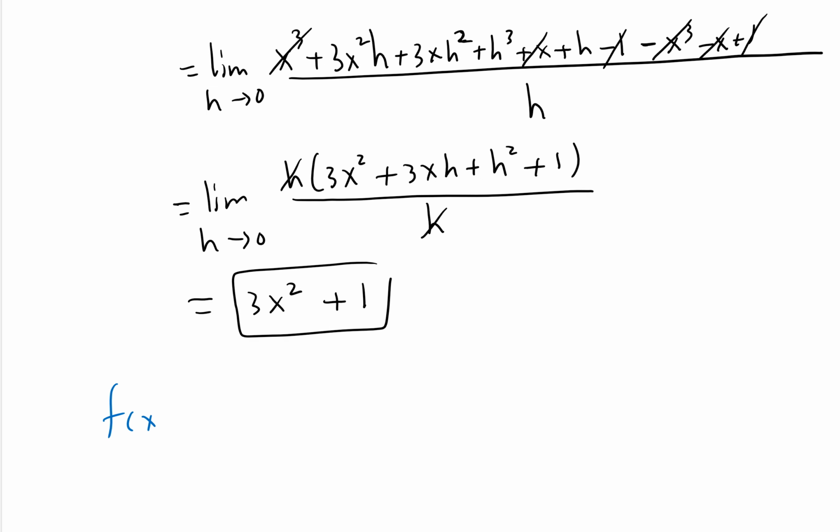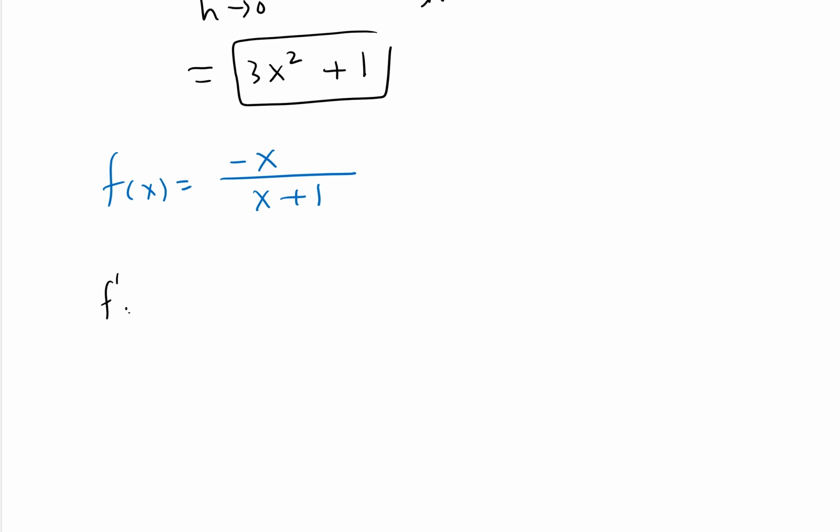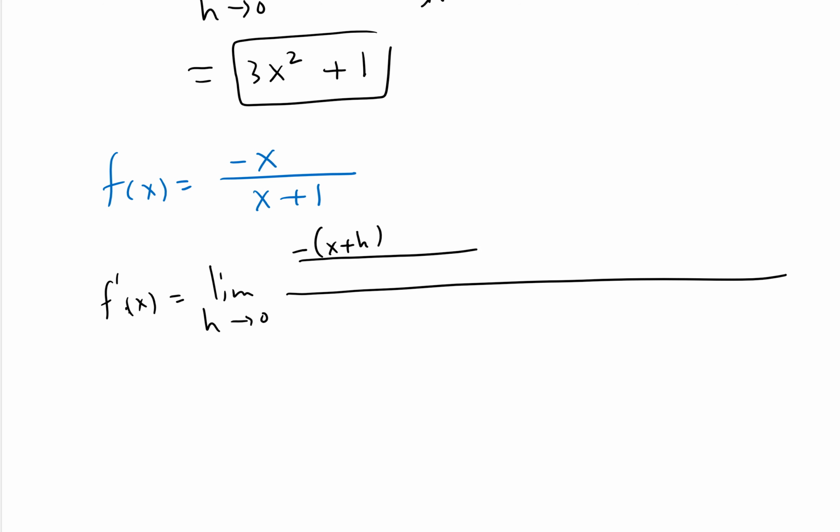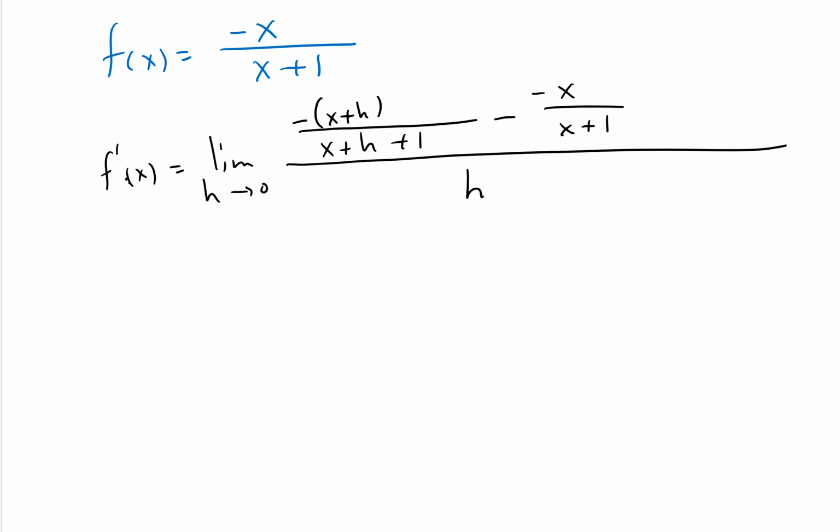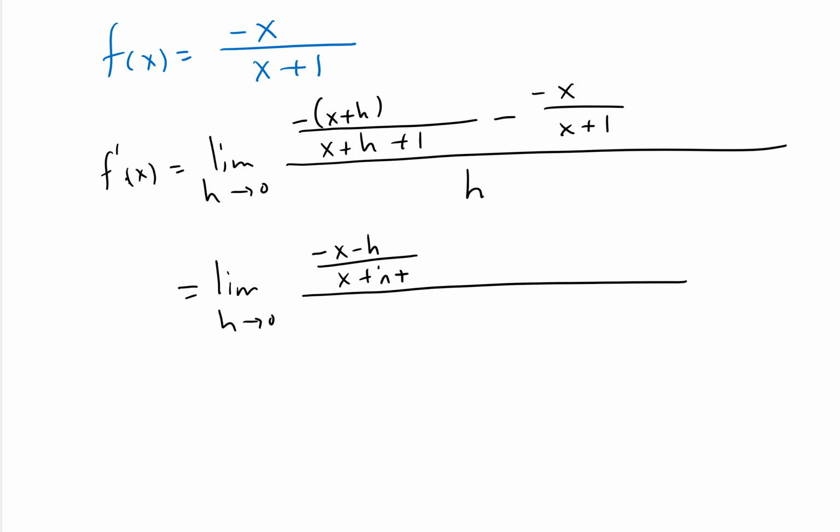Find the derivative for the function f of x equals negative x over x plus 1. F prime of x, again, is the limit as h goes to 0 of f of x plus h. So we replace every x with x plus h, minus negative x over x plus 1, the function itself, all over h. Then how are we going to simplify this? The first step is on the top we get negative x minus h all over x plus h plus 1, plus x over x plus 1, over h.